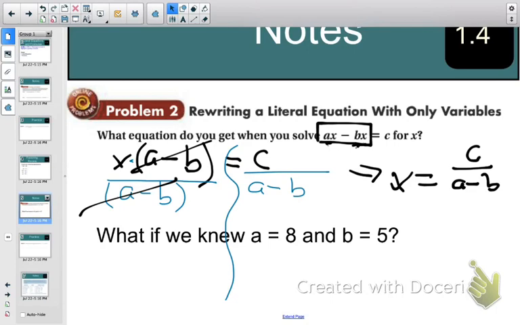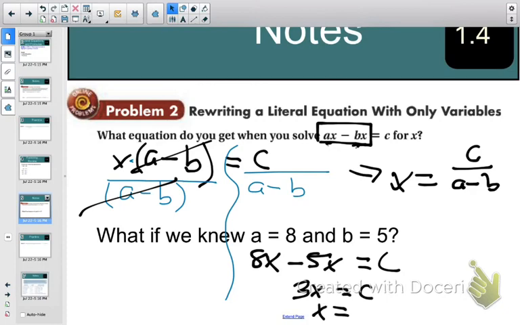And then it says, what if we knew that a equals 8 and b equals 5? Well, we could plug those in originally, and then it becomes a much easier problem to solve because we get 8x minus 5x equals c. And then we can combine these like terms because they're both numbers now instead of a and b. 8x minus 5x is 3x equals c. And then x equals c over 3, because we're going to divide this by 3. So we'd get that.